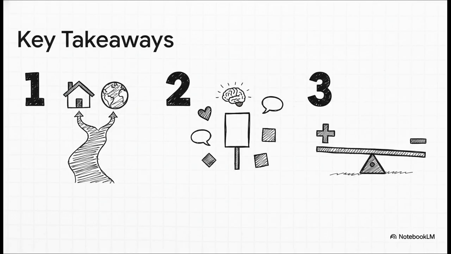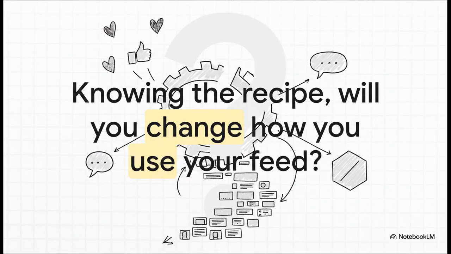So let's just recap the big takeaways here. First, your feed is always a mix of two things: stuff from your network and stuff the AI finds for you. Second, this powerful AI doesn't score posts on what they are, it scores them based on what it thinks you will do. And third, that final ranking is just a simple score that balances the good signals against the bad ones. Which brings us to the final and maybe most important question.